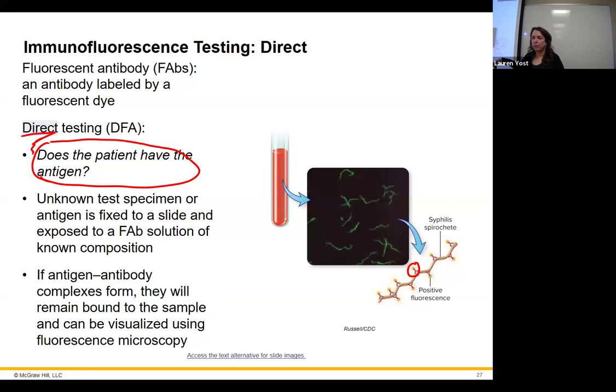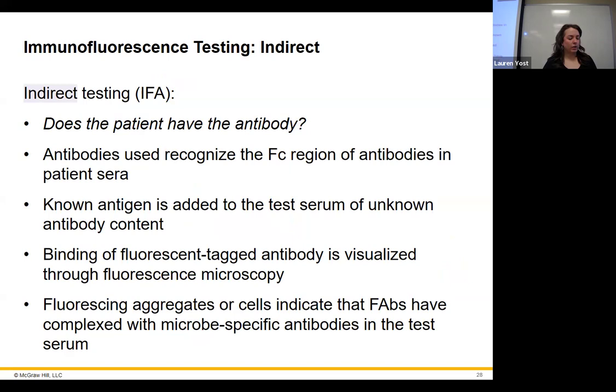Because they're not going to bind with anything, right? They only bind with syphilis cells. So if you see them, it's syphilis. If you don't, not syphilis. So that's a pretty straightforward concept as well with immunofluorescence. It's pretty direct. That's what I kind of like about it. And that binding is what allows you to see that.